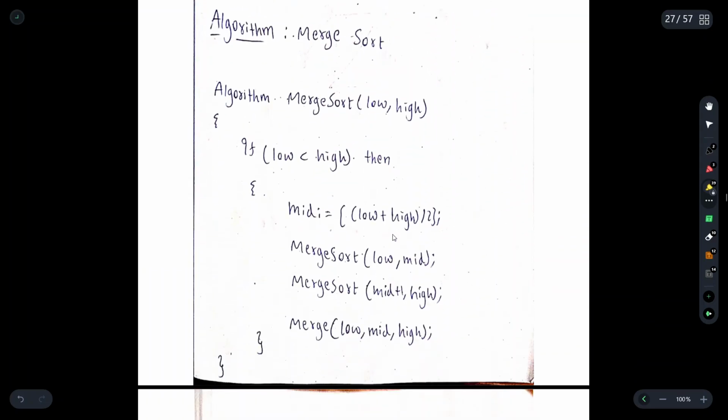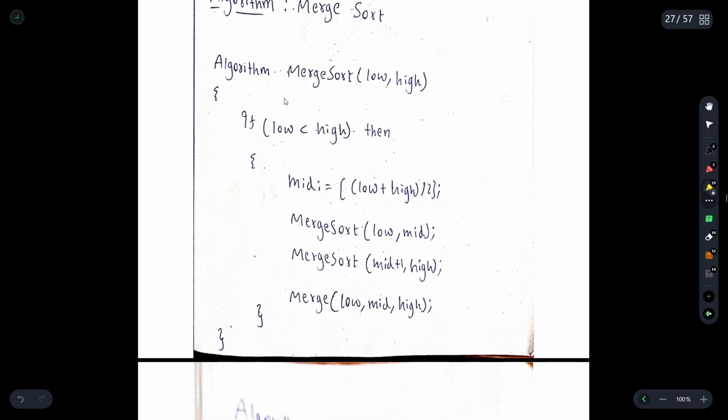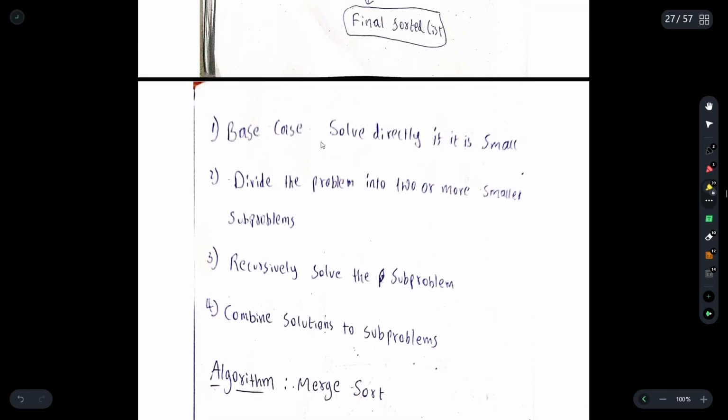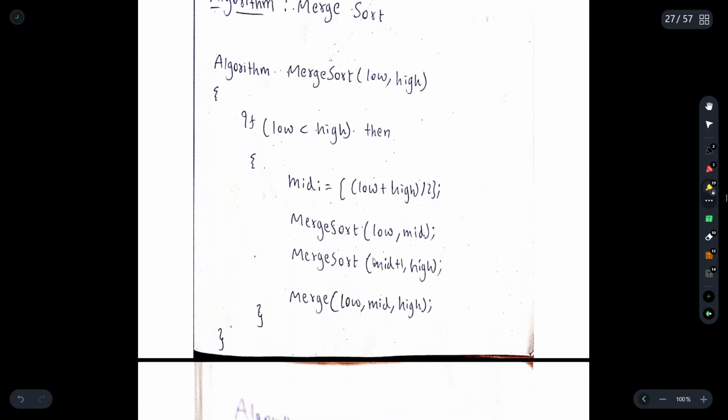So we will now discuss the algorithm step by step. Base case: solve directly if it is small. Divide the problem into two or more smaller subproblems, recursively solve the subproblems, and combine the solutions to the subproblems.